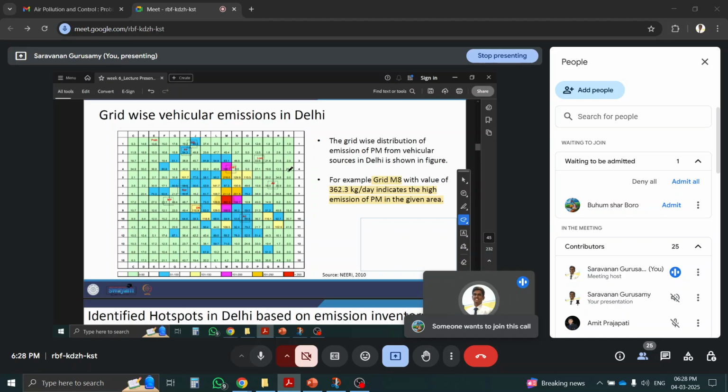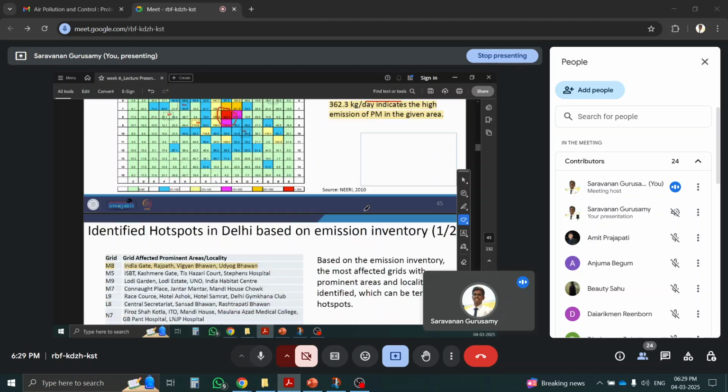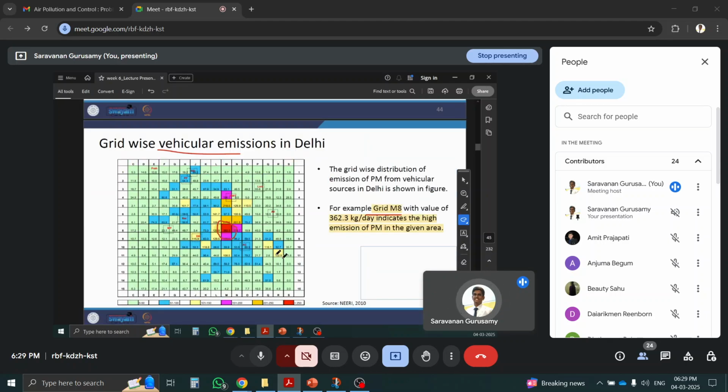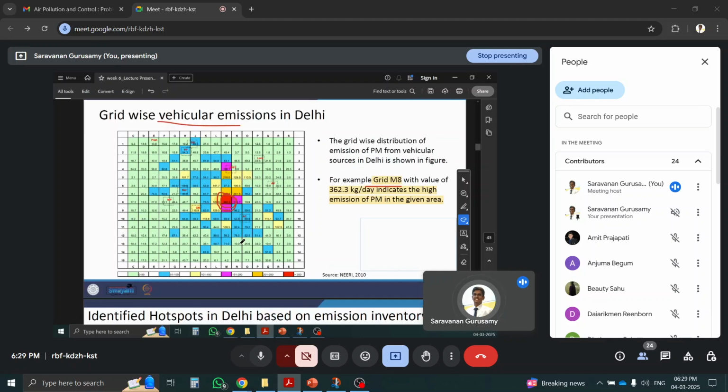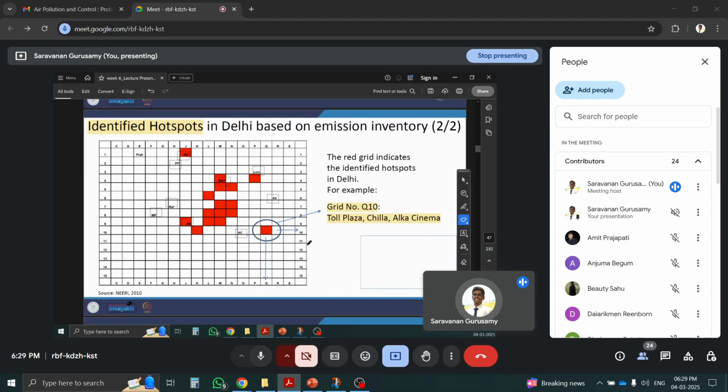So first is area, then we have talked about industries. Now we are talking about the vehicular emission. Here again, if you see M8 grid, this is the major emitting area. M8 is India Gate, Vigyan Bhavan, and Udyog Bhavan. So this is the area in the M8 grid which is emitting a lot of vehicular emissions. So these are the identified hotspots.